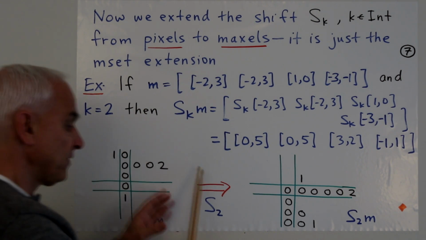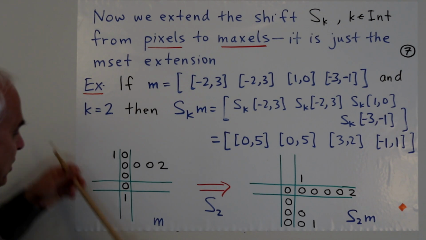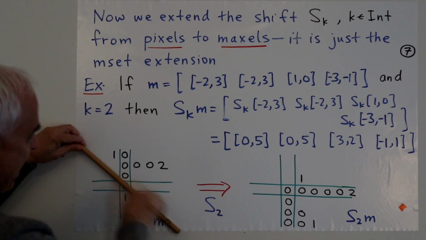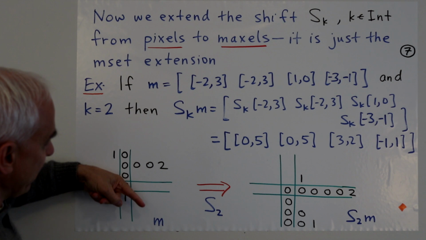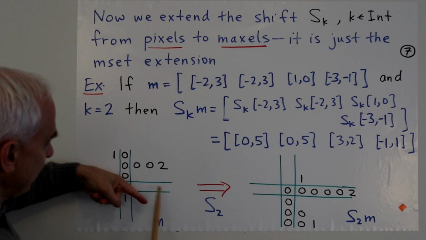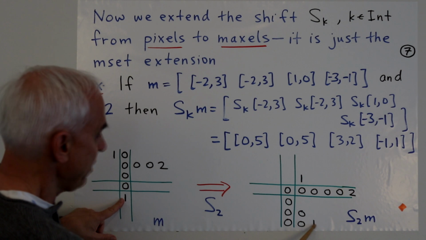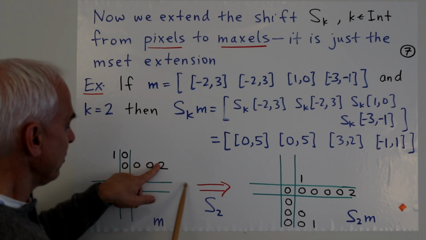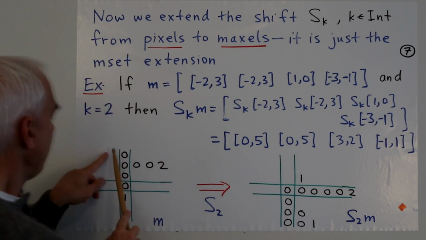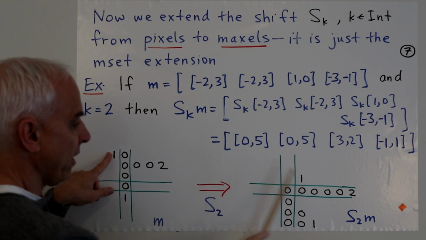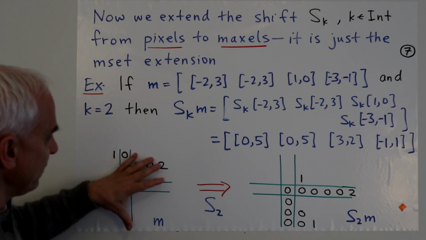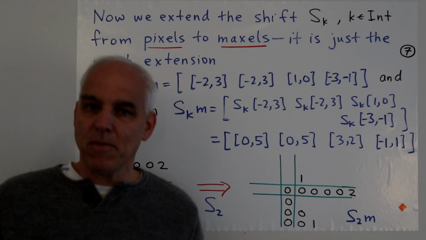And when we shift it by 2, it means we're shifting in this direction here, diagonally, so everything goes down in that direction. 2 down this way, 2 across this way. So the 1 that's appearing here goes there. The 2 that was here goes there. The 1 that was here goes there. So the whole thing has just moved down diagonally by 2.